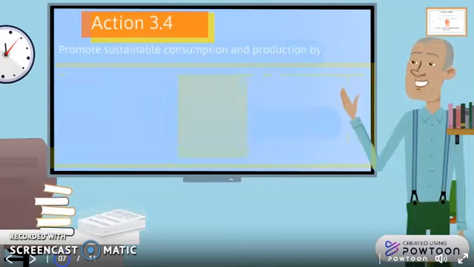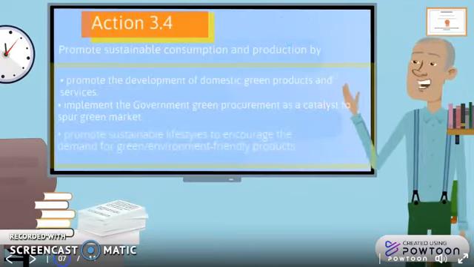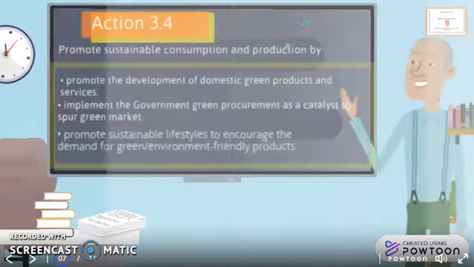Action 3.4. Promote sustainable consumption and production by promoting the development of domestic green product and service. Implement the government green procurement as a catalyst to spur green market. Promote sustainable lifestyle to encourage the demand for green or environment-friendly products.